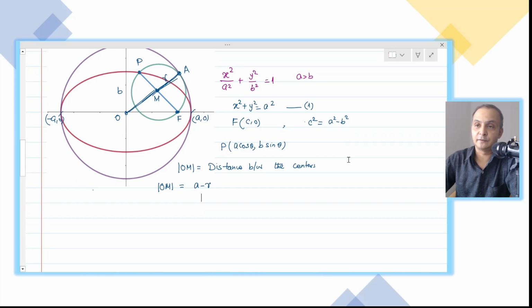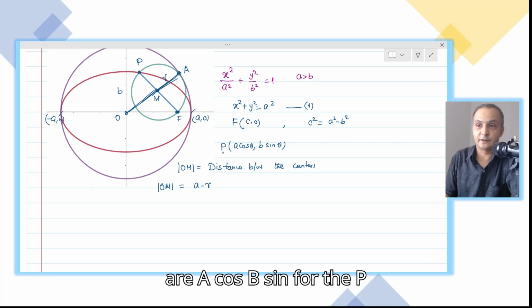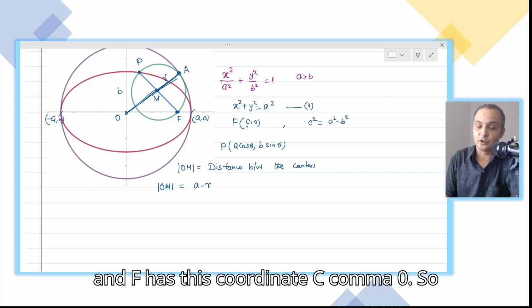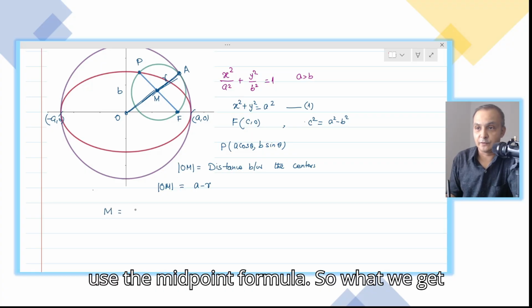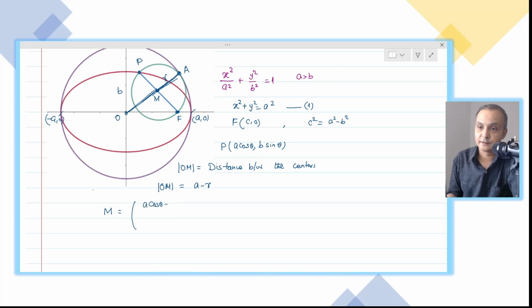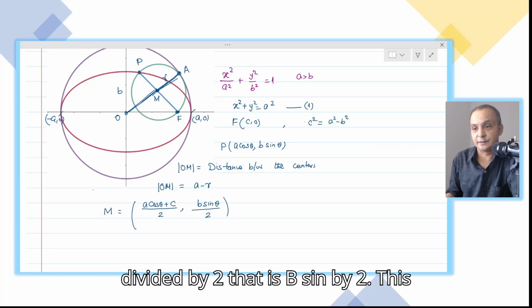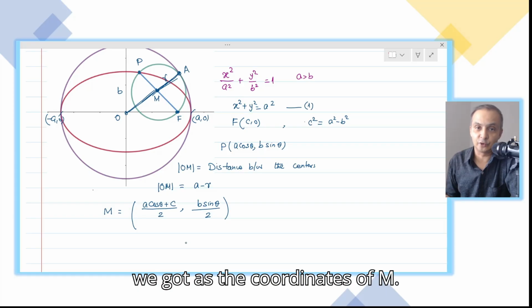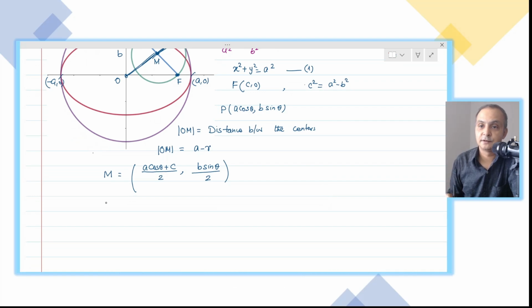We know that the coordinates of P and F are A cos theta, B sin theta for P, and F has the coordinates C comma 0. So to find M, we can use the midpoint formula. We get the coordinates of M as (A cos theta plus C) divided by 2, and (B sin theta plus 0) divided by 2, that is B sin theta by 2. This we got as the coordinates of M. So to find OM, we use the distance formula.